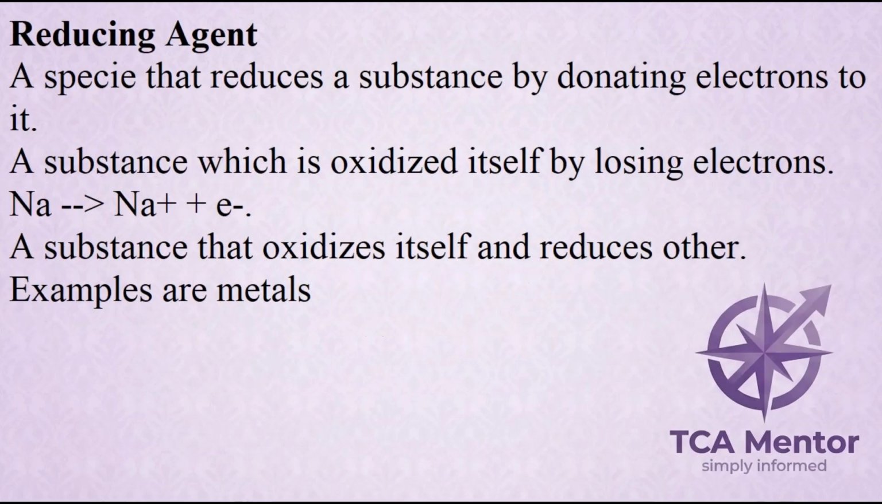Reducing agent: a species that reduces a substance by donating electrons to it. A substance which is oxidized itself by losing electrons. Na → Na⁺ + e⁻. A substance that oxidizes itself and reduces other. Examples are metals.